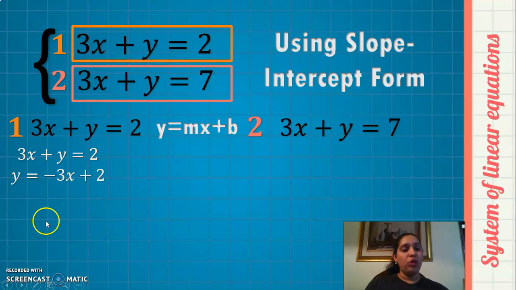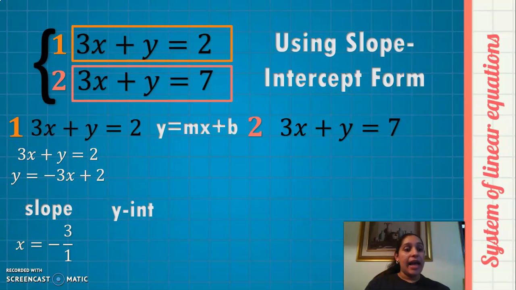Now, I need to define which one is my y-intercept and which one is my slope. My slope is the number next to the x, the m. So my slope is negative 3. And don't forget that your slope always needs to be a fraction. So this means that if you have a whole number, the denominator of this whole number is always 1. Now, which one is your y-intercept? The y-intercept is the number you have on here alone. So the number you have alone is 2. This means your y-intercept is 2.